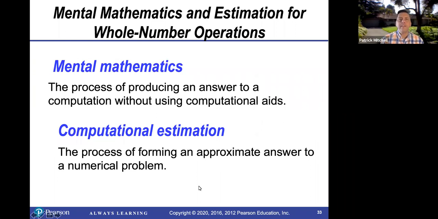All right, that brings us to mental mathematics and estimation for whole number operations. Mental mathematics is the process of producing an answer to a computation without using computational aids. So this used to be a lot more important when everybody wasn't walking around with a calculator in their pocket. This has become sort of a lost art. All right. Computational estimation is the process of forming an approximate answer to a numerical problem.